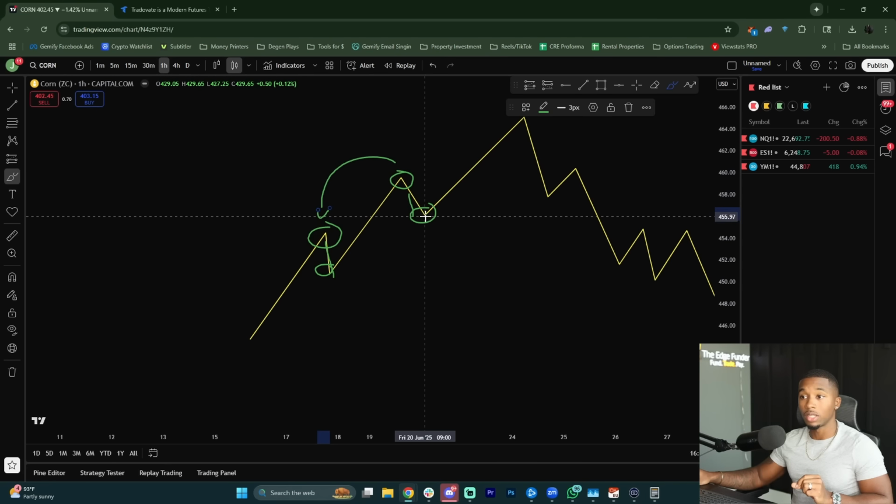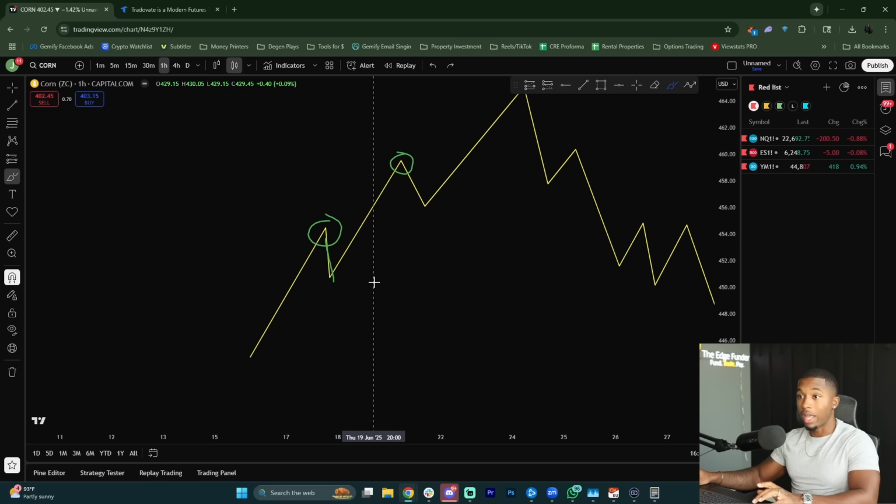Same thing vice versa with this low. We now have a higher low. So this low is higher than this low, right? And that's how we're able to tell that we're going to continue going up.